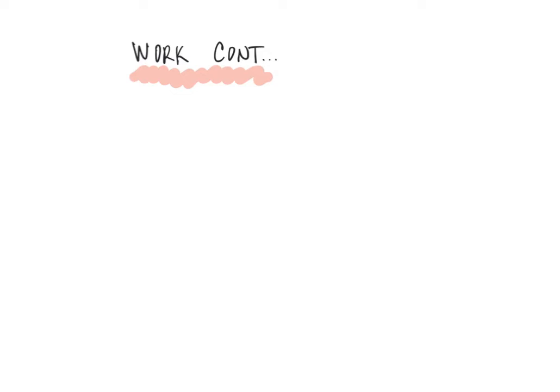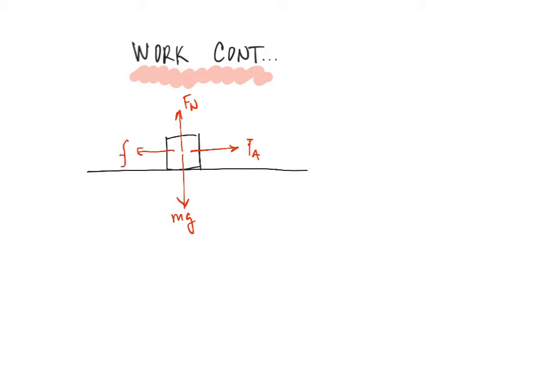Okay, in this video, we're going to talk a little bit more about work. In the previous video, we were looking at a situation where we had a block on a surface and we had these different forces. We had gravity acting down, which I think we called mg. We had the normal force up, of course. We had an applied force to the right. And then we had a friction force backwards, and we were calculating the work done by these different forces.